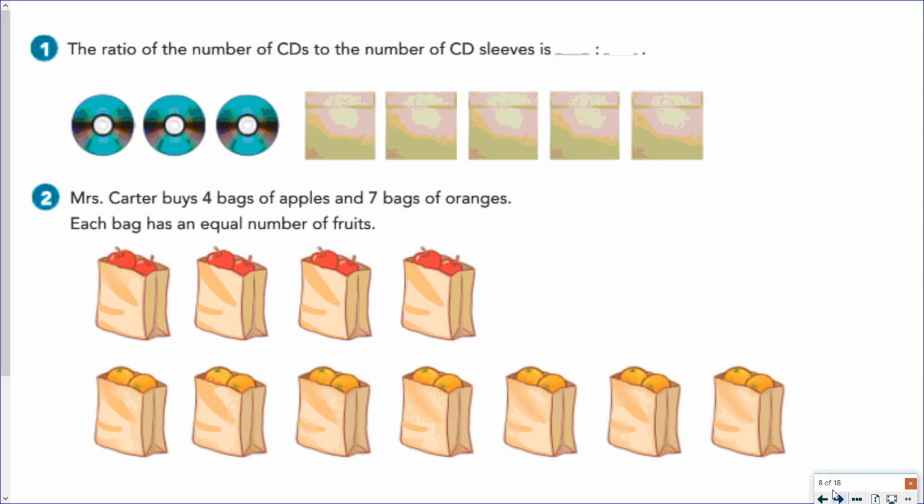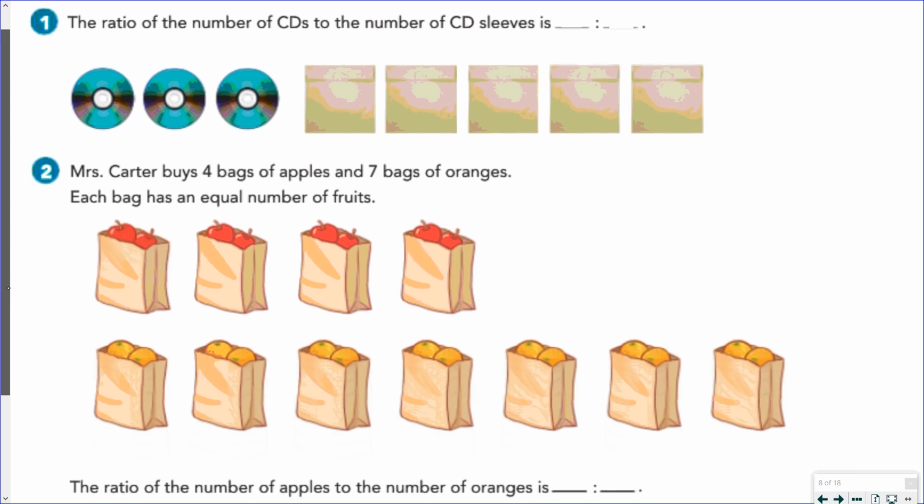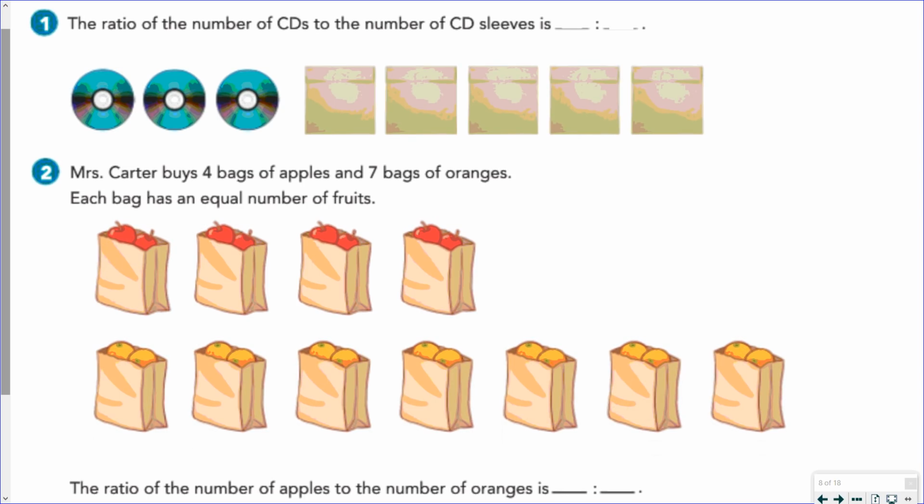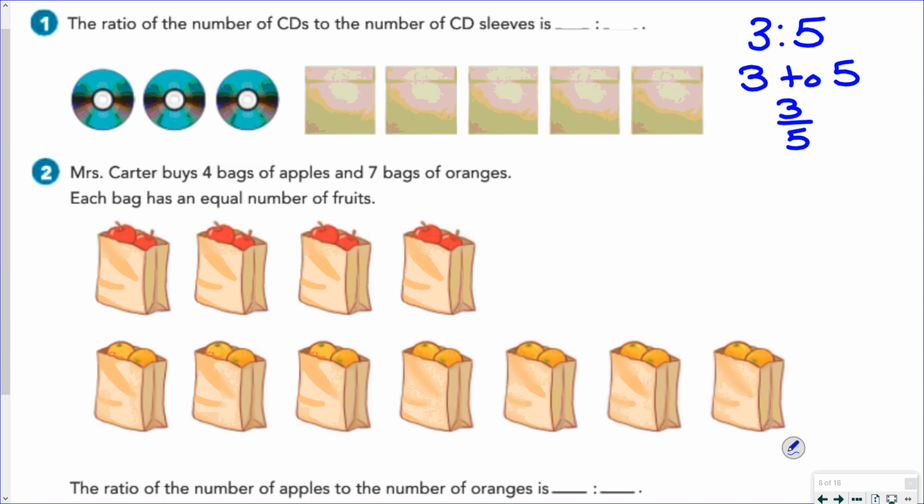So here's our first two examples here. The ratio of the number of CDs to the number of CD sleeves is, and so on this one you'd have to count, and you would find that there are 3 CDs and there are 5 sleeves. So your ratio is 3 to 5. And you can write it any of those 3 ways.